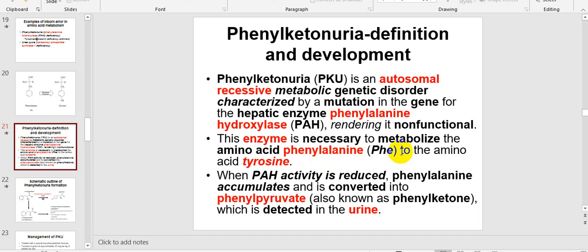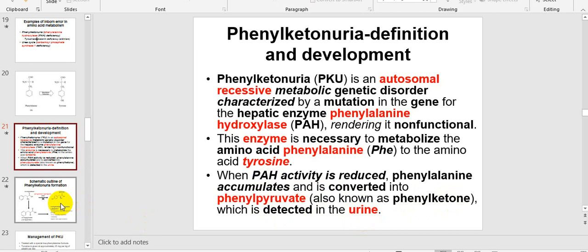This enzyme is necessary to metabolize the amino acid phenylalanine to the amino acid tyrosine, as earlier described. When phenylalanine hydroxylase activity is reduced, phenylalanine accumulates and is converted into phenylpyruvate, also known as phenylketone, which is detected in the urine. So people who don't have phenylalanine hydroxylase will have accumulation of phenylpyruvate, also called phenylketone, in their urine.